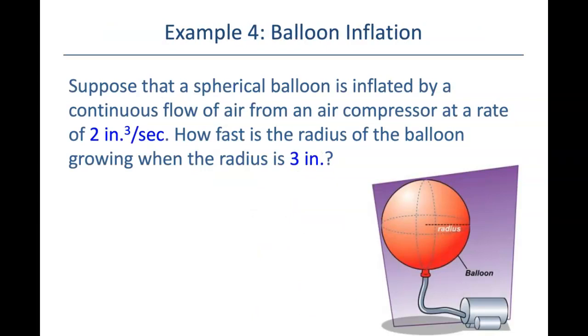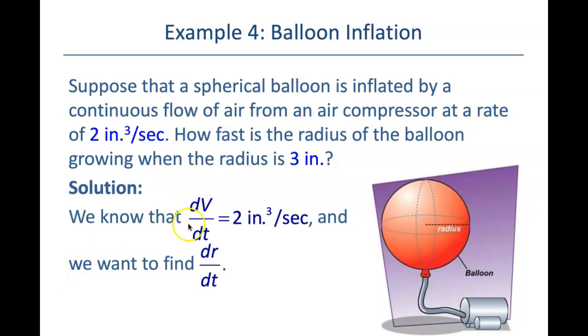All right, now we're getting to related rates. So we've got a spherical balloon. It's inflated by a continuous flow of air from an air compressor at a rate of 2 cubic inches per second. So how fast is the radius of the balloon growing when the radius is 3 inches? So the secret here is to realize what 2 cubic inches per second is talking about, okay? Well, hopefully you realize at this point, it's the volume of the balloon.